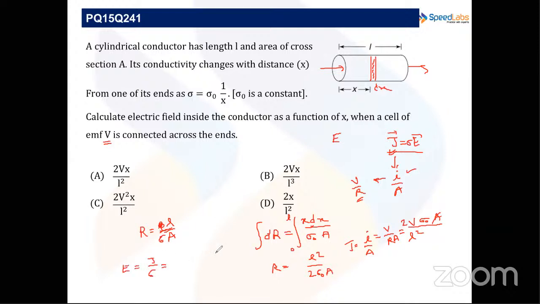And what is J? J अभी हम लोगों ने find किया है 2V sigma naught by L square divided by sigma. Now the thing is sigma again variable है. So sigma is sigma naught by x. तो x ऊपर चला जाएगा. So sigma naught cancelled out. We get E equals 2Vx divided by L square. Option check करो. 2Vx divided by L square. Option A. Any confusion in this?